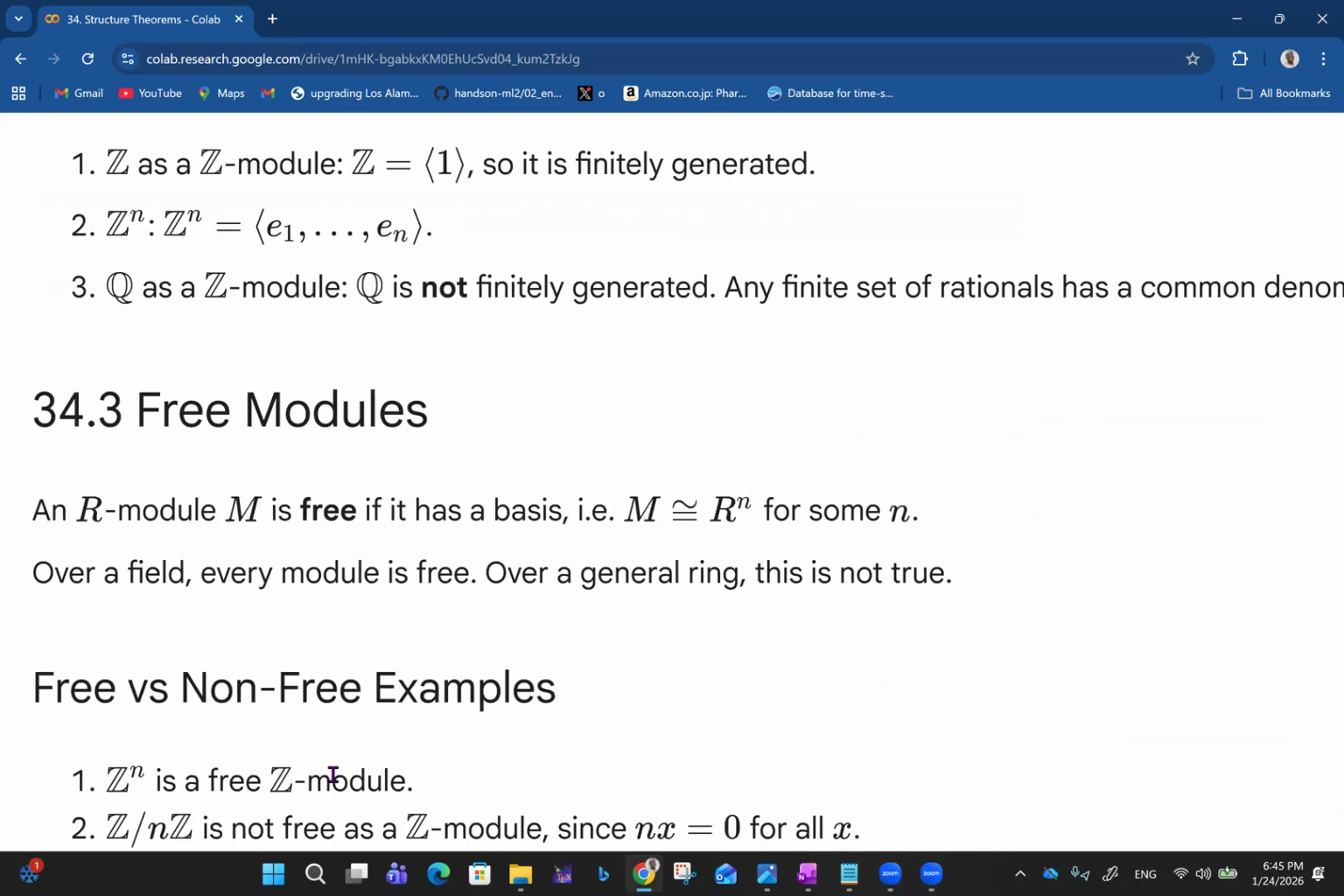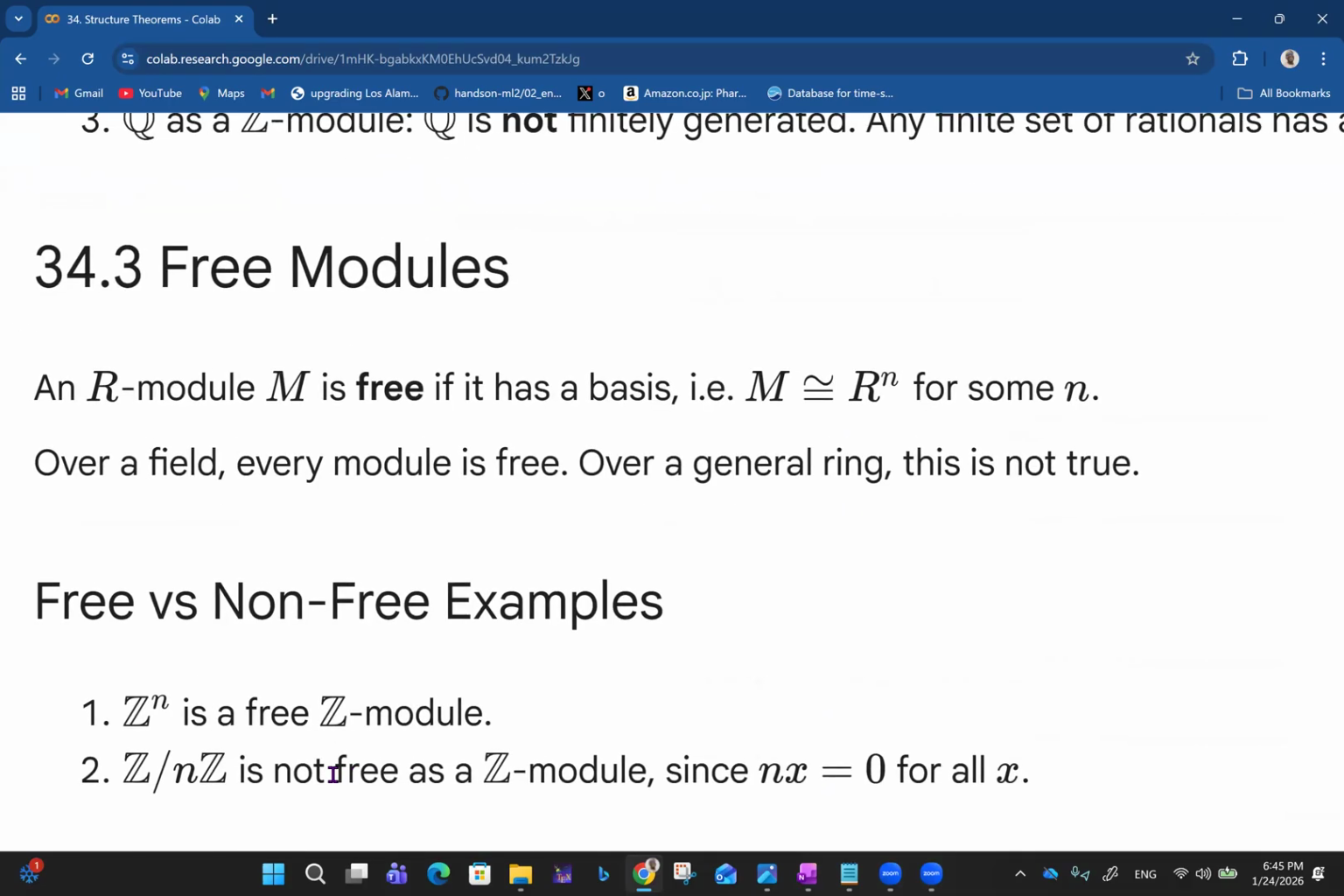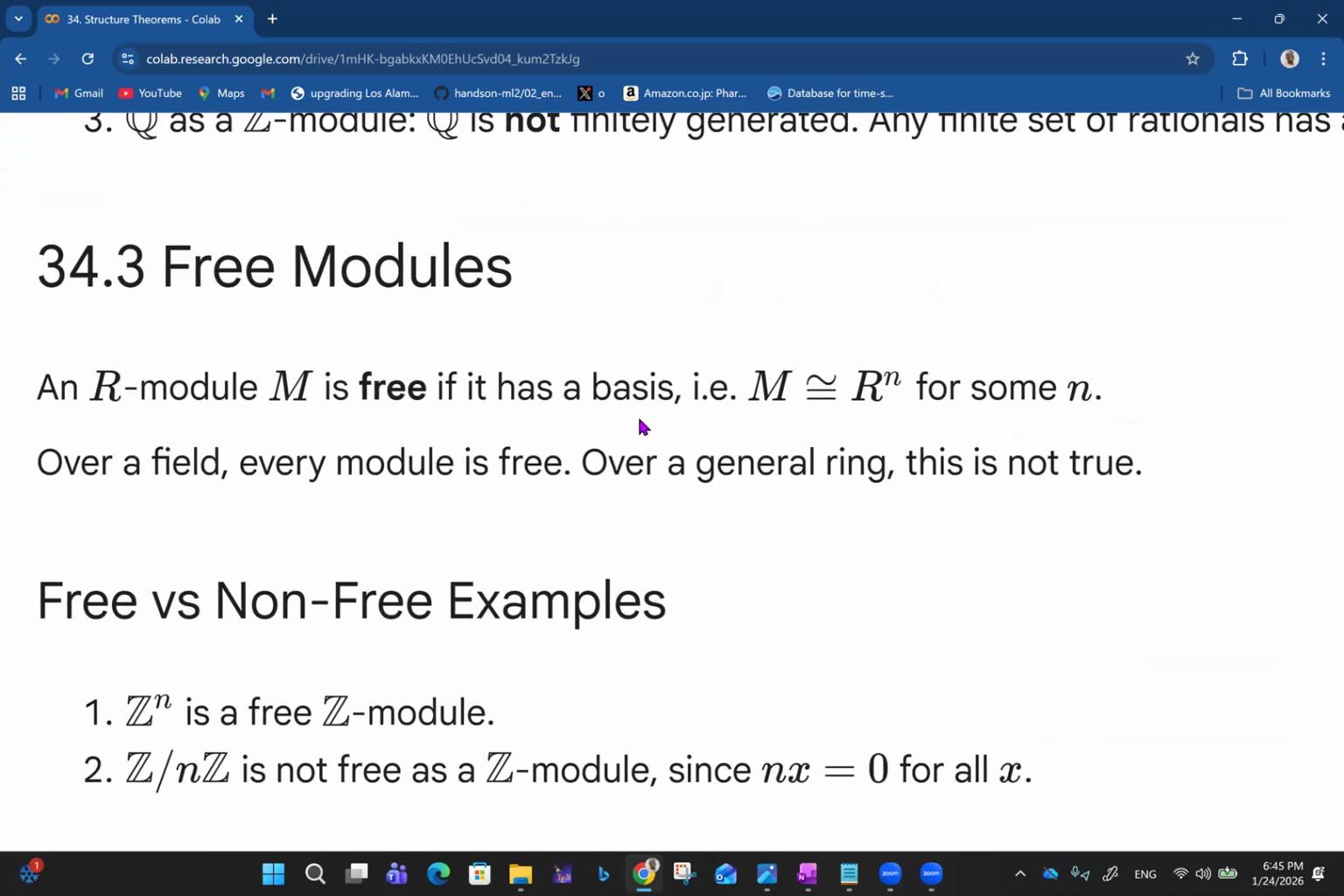Next, let's talk about free modules. An R-module is free if it has a basis. This whole idea of a basis comes from the idea of a vector space. And thankfully, I think I should go for a playlist on linear algebra after this, which was supposed to be a prerequisite for abstract algebra, but it's okay. An R-module M is free if it has a basis, that is, M is isomorphic to R^n for some n. Over a field, every module is free. Over a general ring, this is not true, but over a field, every module is free.